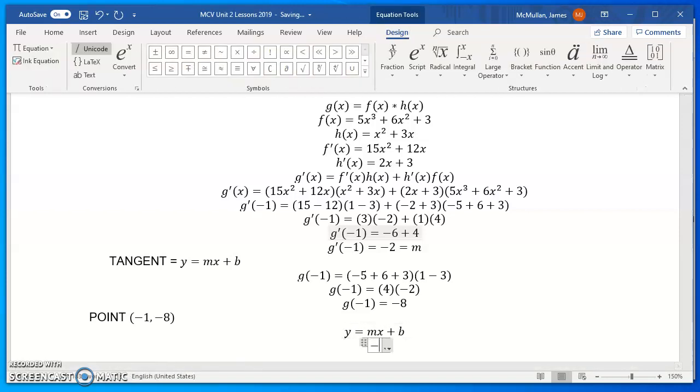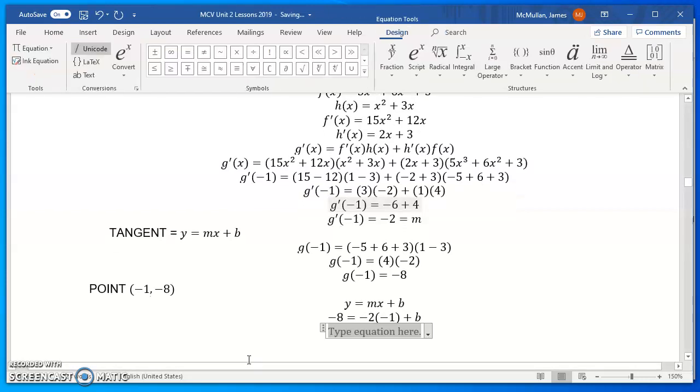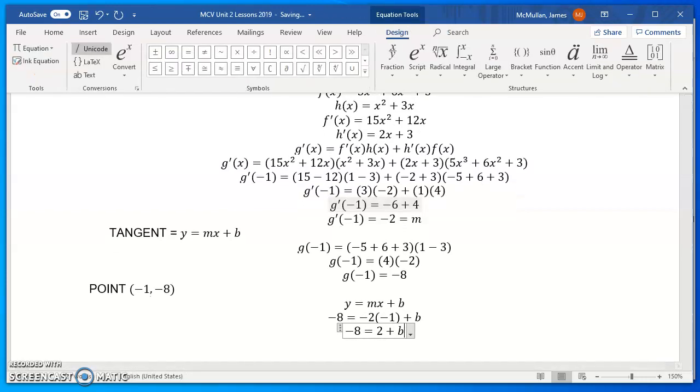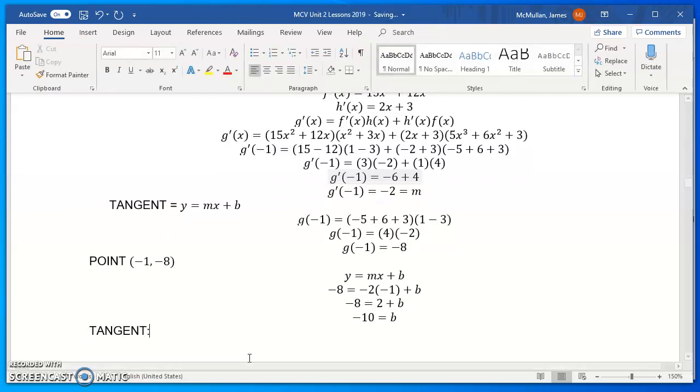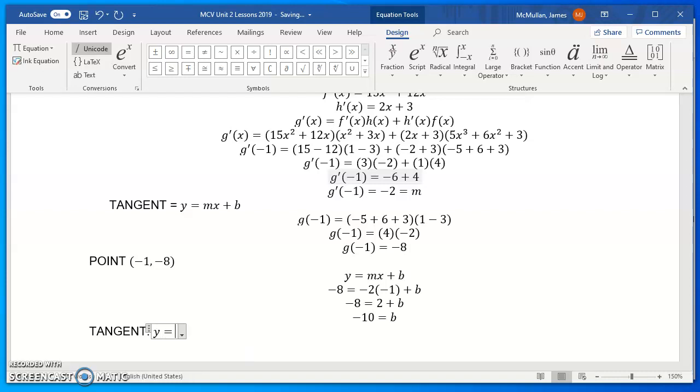Okay, now the tangent, we know y equals mx plus b. Let's fill in what we know. Negative 8 equals negative 2 times negative 1 plus b. Negative 8 equals 2 plus b. Bring the 2 over to the other side. Negative 10 equals b. Therefore, the tangent is y equals negative 2x minus 10.